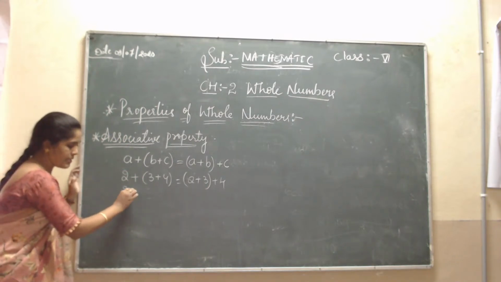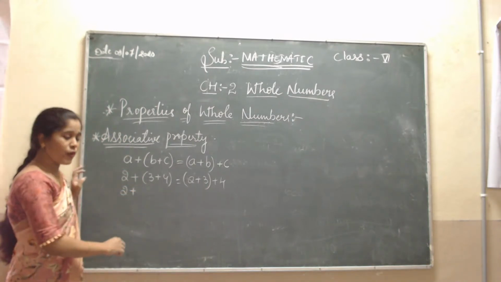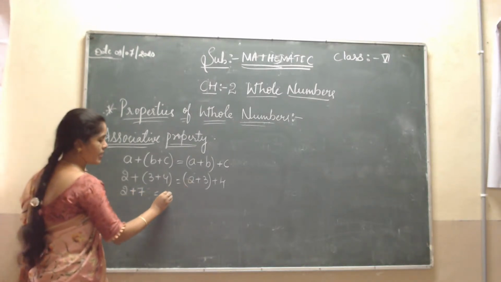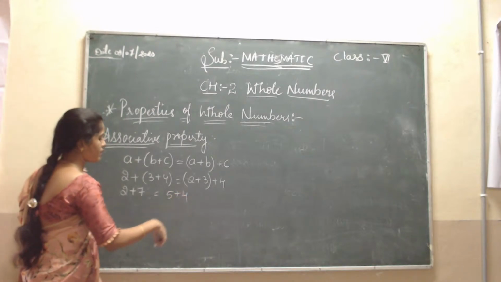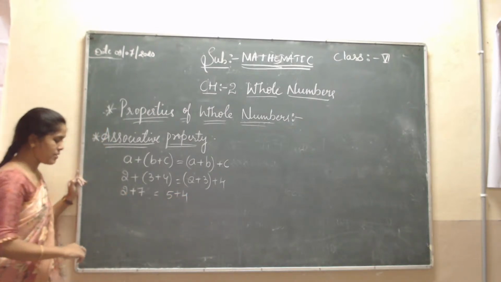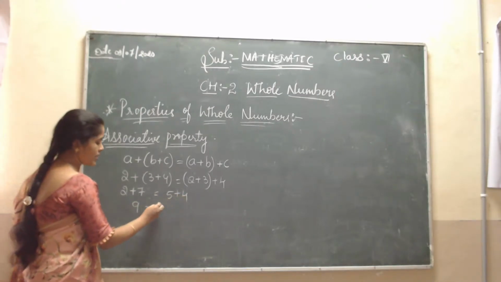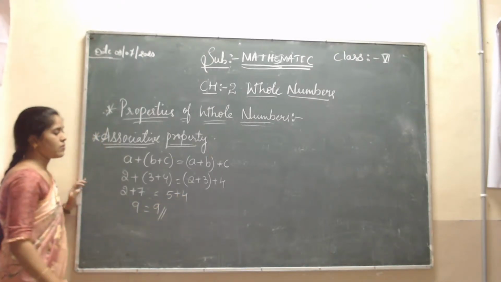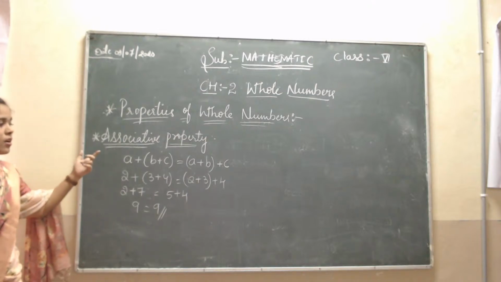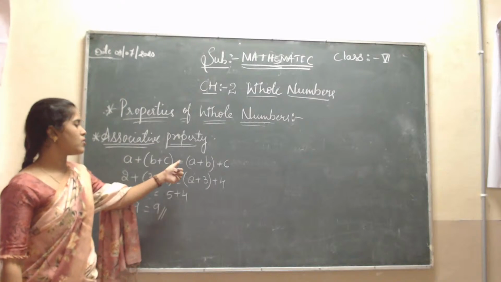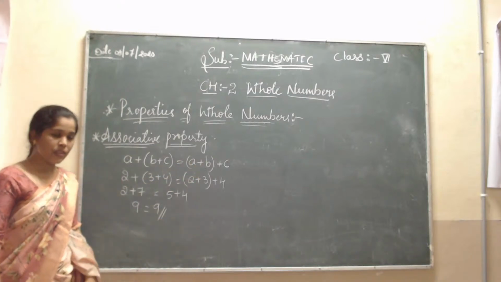See here, 2 keep as it is, plus 3 plus 4 is 7. Next, 2 plus 3 is 5, and 5 plus 4, keep as it is. 7 plus 2 is 9 and 5 plus 4 is 9. So, the associative property of addition: a plus (b plus c) equals (a plus b) plus c.